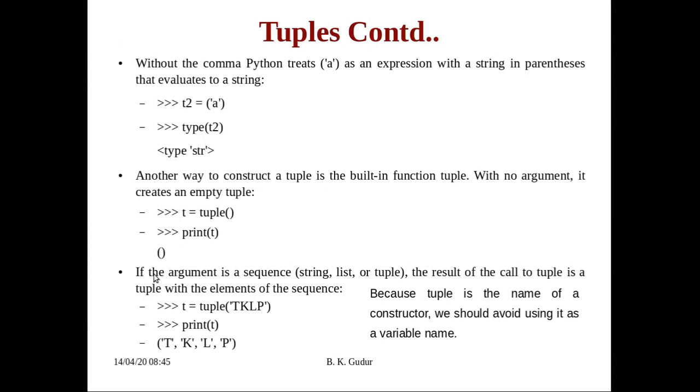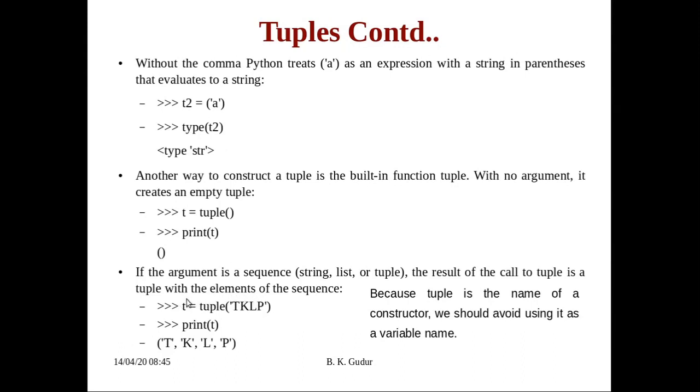The argument is a sequence like a string, list or tuple. The result of a call to tuple is a tuple with the elements of the sequence. Like here in the previous case, we called the tuple function without any arguments, meaning no arguments were specified. But we can have arguments, and arguments can be of any sequence like strings or lists or even a tuple also. In that case, the result of a call to tuple is a tuple with the elements of the sequence.